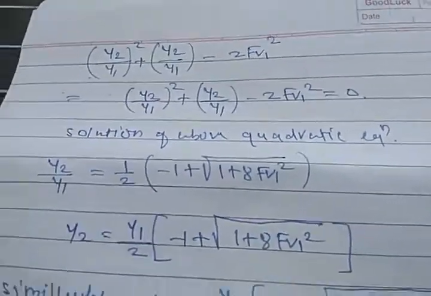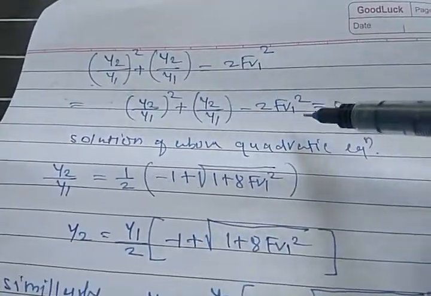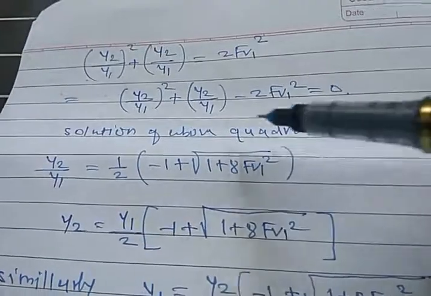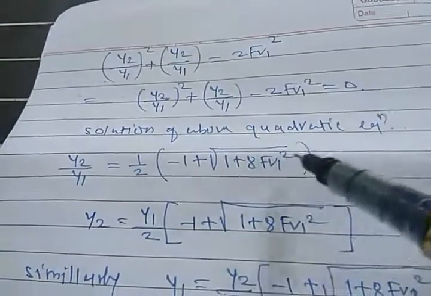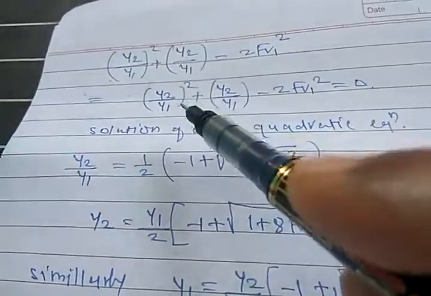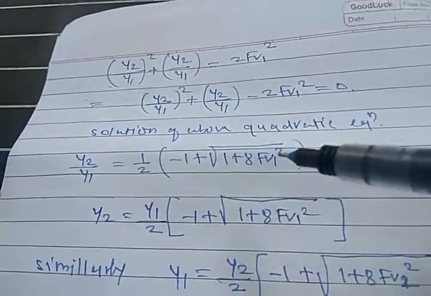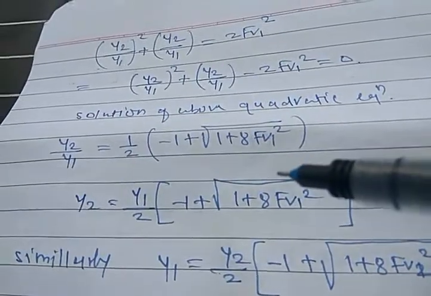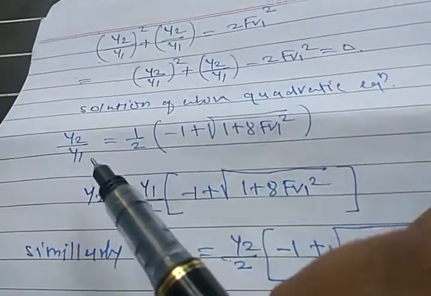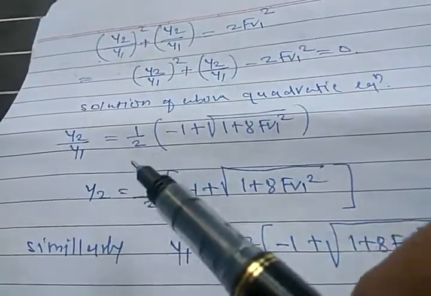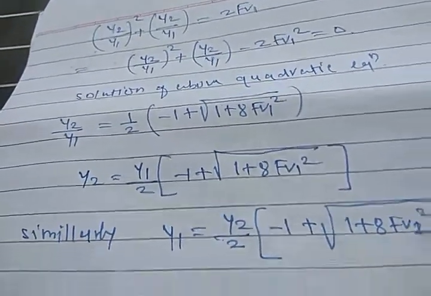Next, y2 by y1 bracket square plus y2 by y1 minus 2 Fr1 square is equal to 0. I'm just forming a quadratic equation, nothing else. Now the solution to the above quadratic equation, which is quadratic in y2 by y1, is given by minus b plus or minus square root of b square minus 4ac upon 2a. So you can write y2 by y1 is equal to 1 by 2 into bracket minus 1 plus square root of 1 plus 8 Fr1 square.